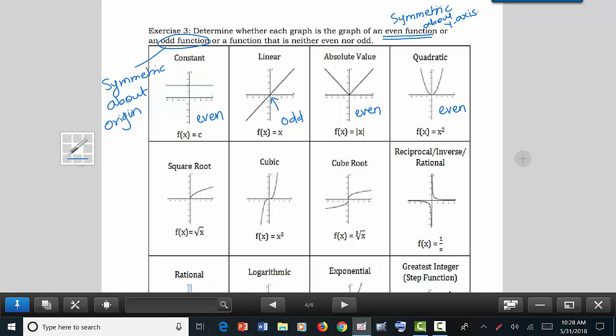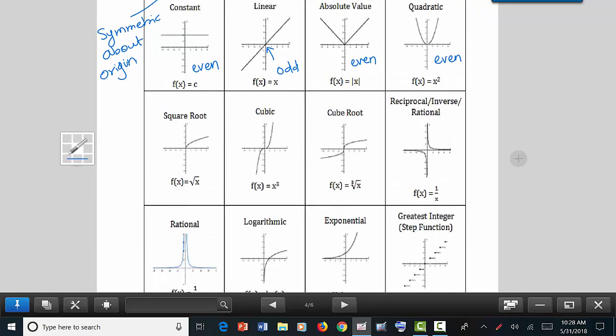Now, the square root function. Here, this function is not symmetric about the y-axis, it is not symmetric about the x-axis, it is not symmetric about the origin either, so it is neither. This function is symmetric about the origin, so that's why it is an odd function. Same story here, so this is also an odd function.